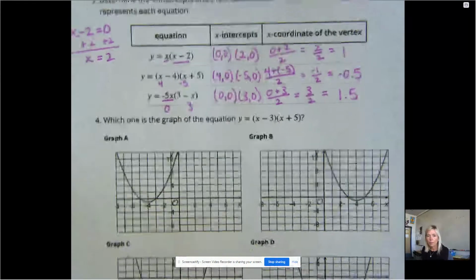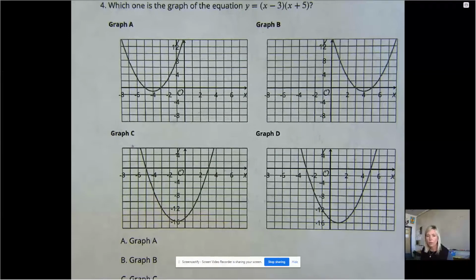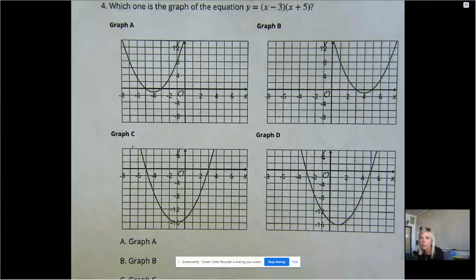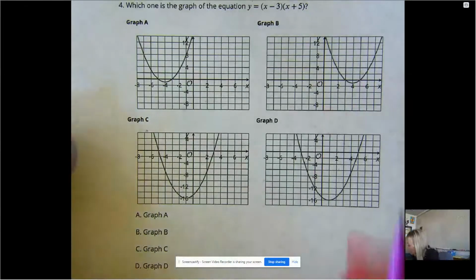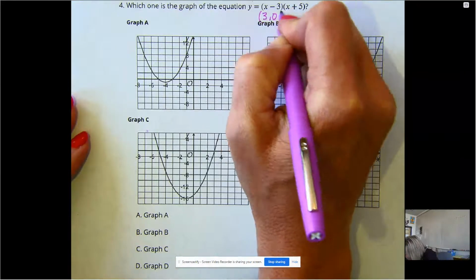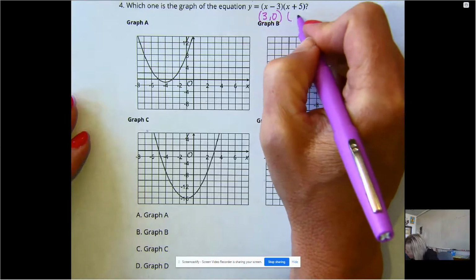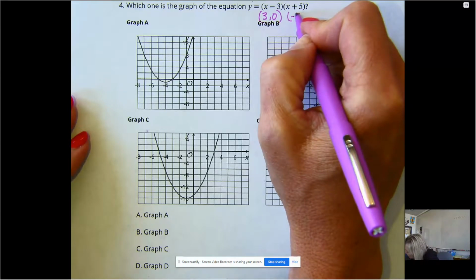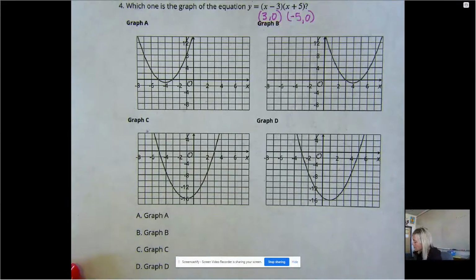Okay, and then that brings us to number 4. Which one is the graph of the equation y equals x minus 3 times x plus 5? So for x minus 3, that tells me there's going to be an x-intercept when x is 3, y will be 0. And for x plus 5, the other x-intercept when x is -5, y is 0. So I'm looking for x-intercepts at +3 and -5.